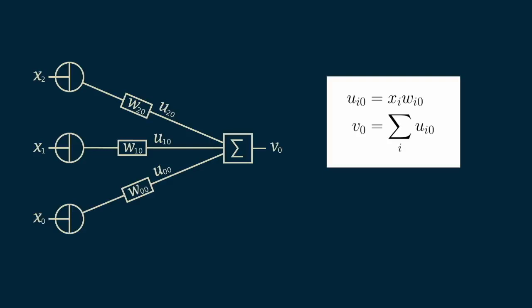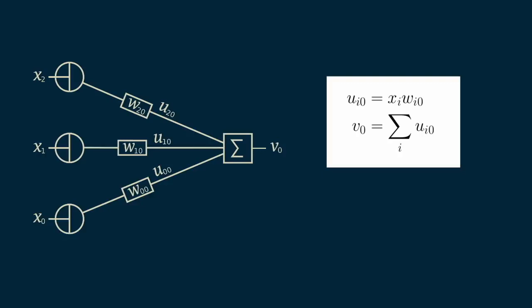This is still a linear equation, but instead of being two-dimensional, we can make it three-dimensional or higher. Writing this out mathematically could get very tedious, so we'll use a shortcut. We'll substitute the subscript I for the index of the input. It's the number of the input we're talking about. This allows us to write u sub I 0, where our u sub I equals x sub I times w sub I 0. And again, our output, v sub 0, is just the summation over all values of I of u sub I 0.